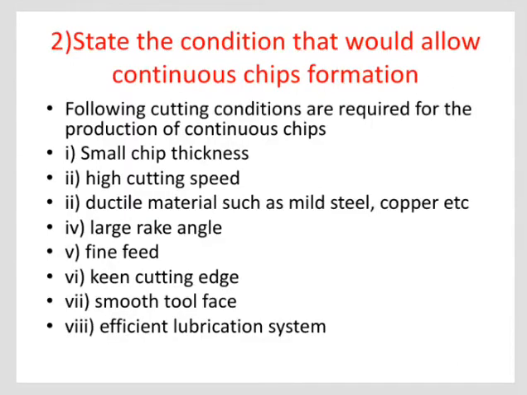The next question is: state the condition that would allow the continuous chip formation. Here, the following cutting conditions are required for the production of continuous chips. First one is small chip thickness. If the chip thickness is smaller, then you will get continuous chip. High cutting speed, and ductile materials such as mild steel and copper produce continuous chips. Large rake angle, fine feed, keen cutting edge, smooth tool face, efficient lubrication system.